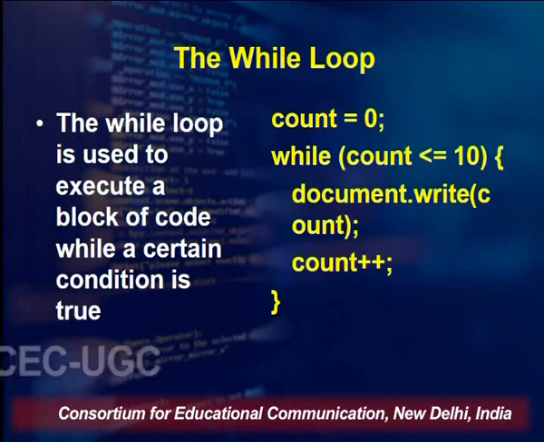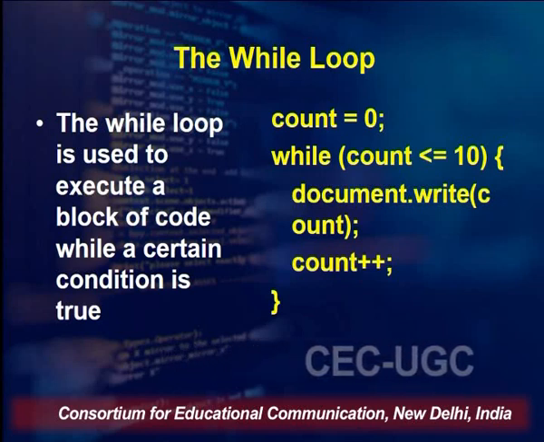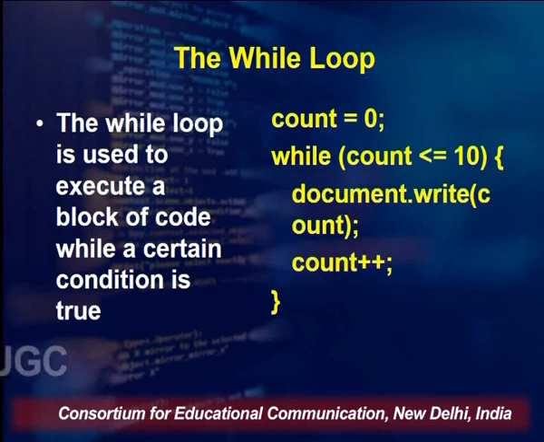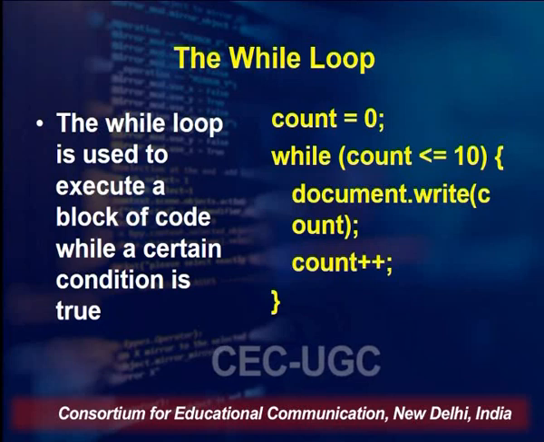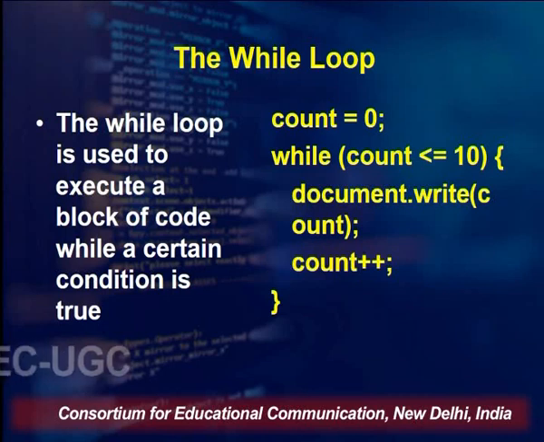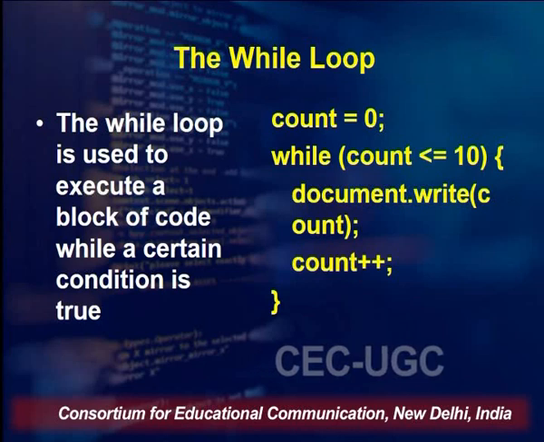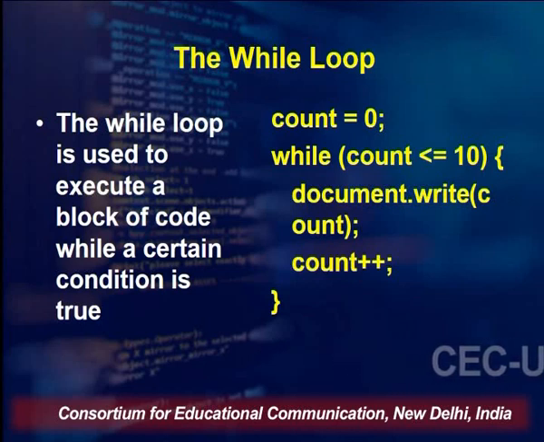How will this loop execute? It will initially take the value 0 and compare 0 with 10. Because the condition is true, the control will come inside the loop and print the value 0, and then increment the value from 0 to 1. Again it will go back to the first line of the loop and compare whether 1 is less than or equal to 10. So again it will come inside and execute.